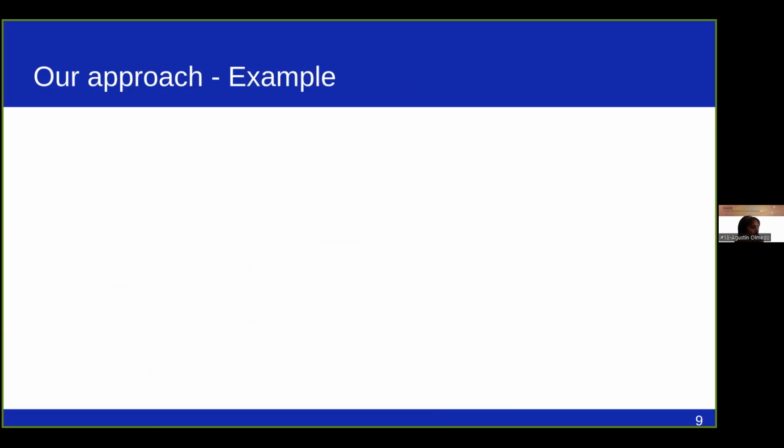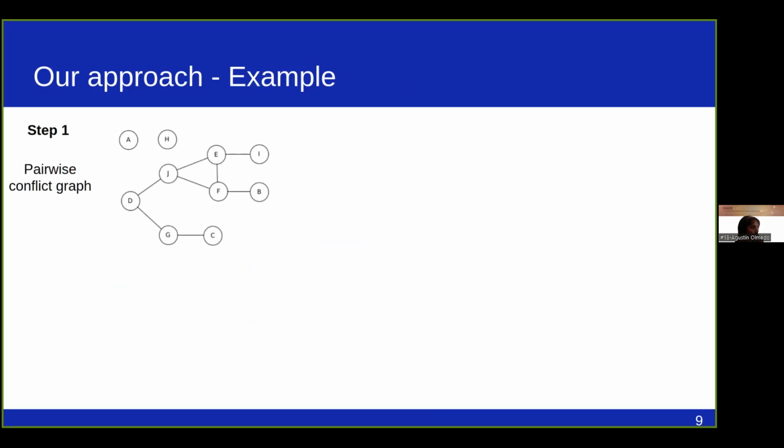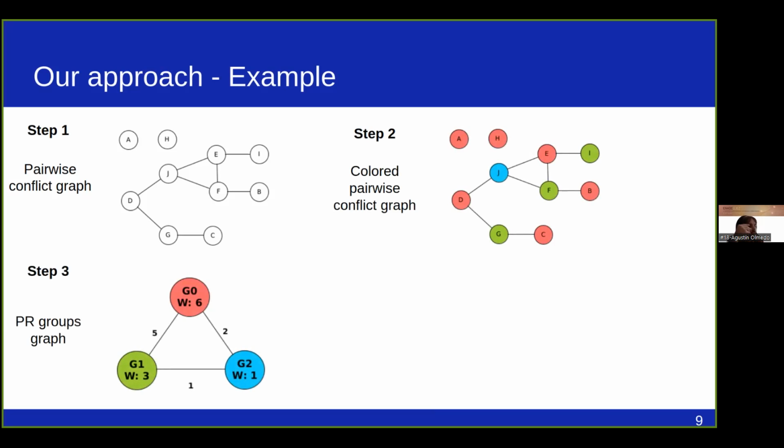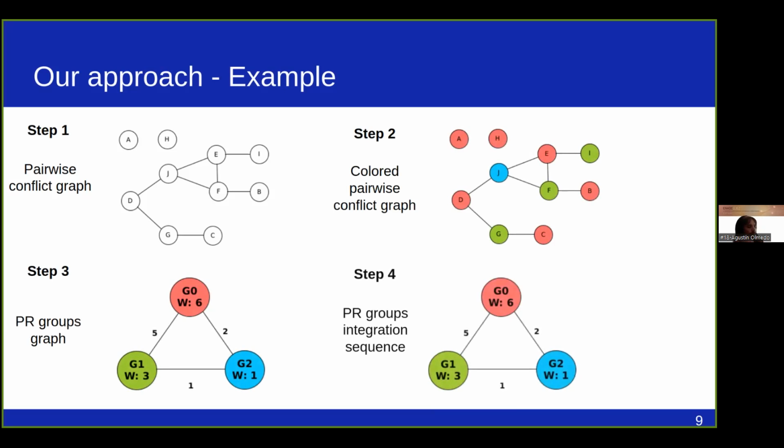Let's see an example of each step of the approach. The first step obtains the pull request conflicts and builds the related pull request conflict graph. Next, the second step applies a coloring algorithm to get the unconflicting pull request groups. Then the third step builds the pull request group graph. And lastly, the fourth step traverses the pull request group graph to get an optimized pull request group integration sequence.